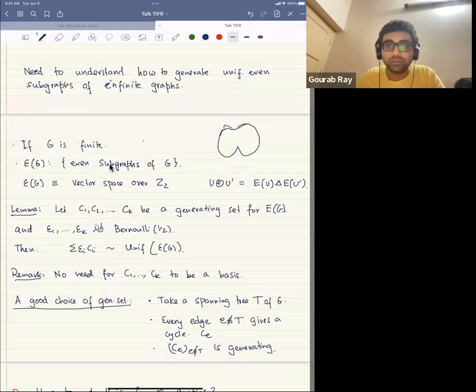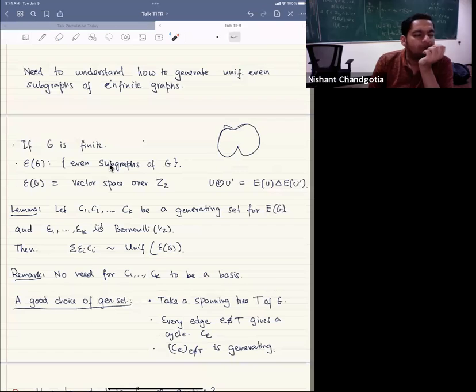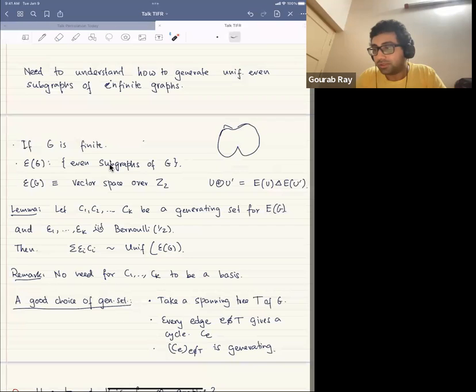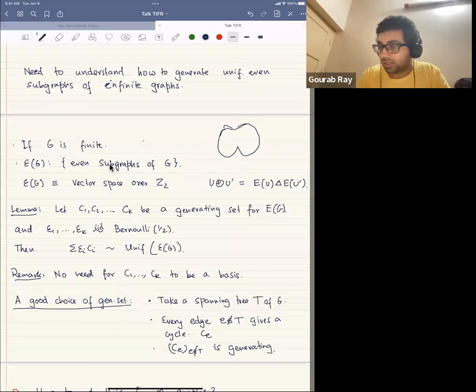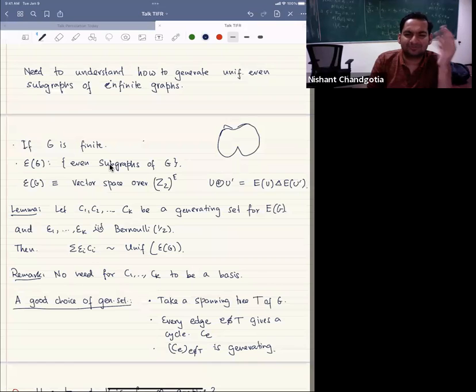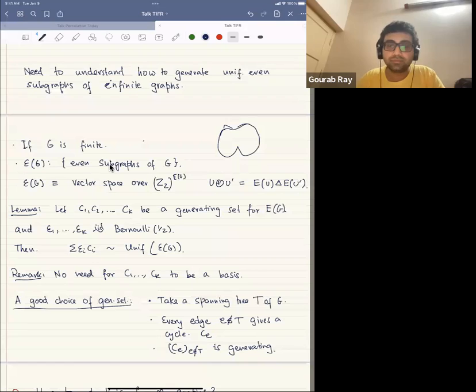So if you add two even subgraphs in this way, where you just delete the common edges, you get another even subgraph. In fact, this defines a vector space over Z2. Do you mean vector space or group? It's like I can add and subtract and all of that, right? What I meant was it's Z2 to the number of edges. Sure. The Z2 vector space. Yeah.